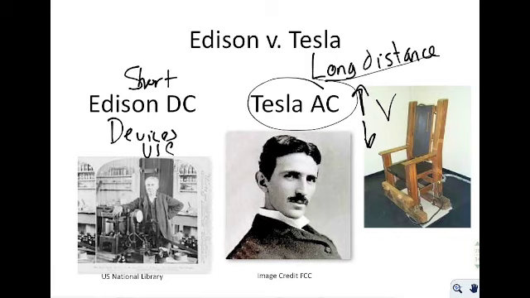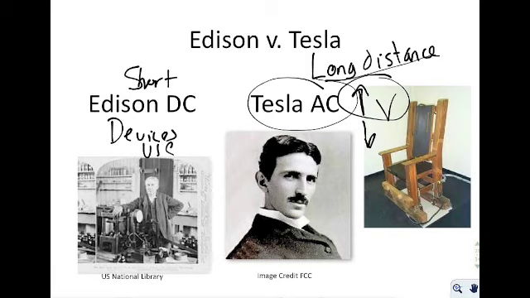But the story doesn't stop there for some of you who are interested. Edison wanted to show the dangers of Tesla's system of alternating current, and he wanted to show how high voltage was potentially deadly. So he built a device that showed how high voltages can electrocute things. Specifically, you can look up the story of Topsy the elephant if you're interested.